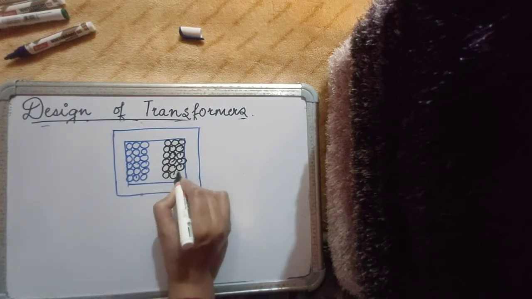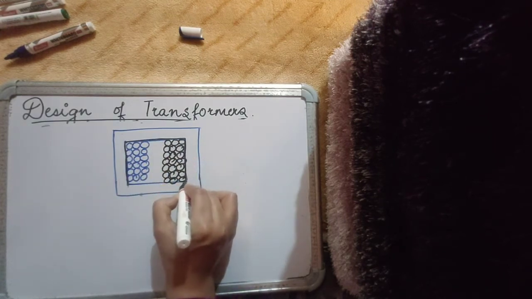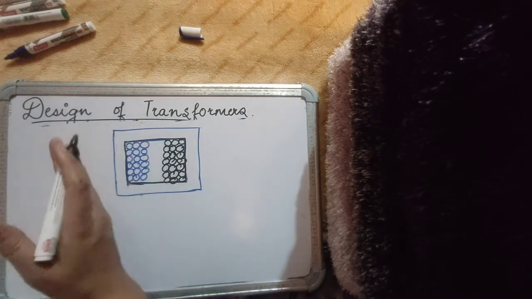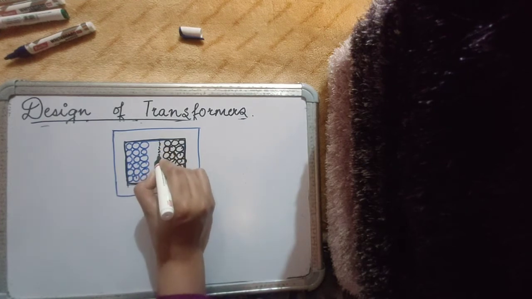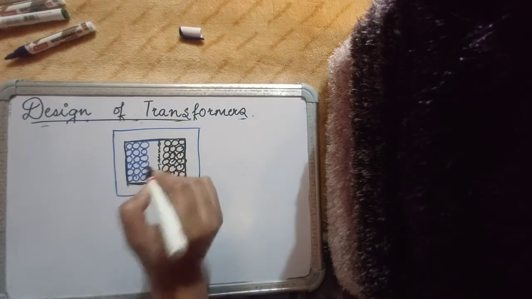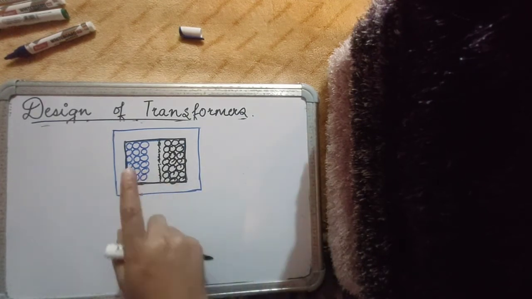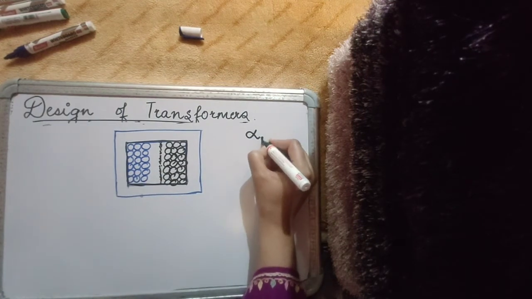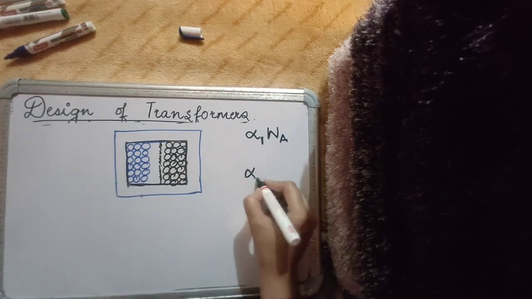So if this is the whole window area, you allocate some portion of this window area to the primary winding, and you allocate some portion of this window area to the secondary winding. It's not necessary that you give these allocations in equal ratio, 50%, 50%. We will see how we choose that allocation. Okay, so for now we know that we allocate, say, some portion alpha 1 of the total window area for winding 1, and the remaining, that is alpha 2, for winding 2.